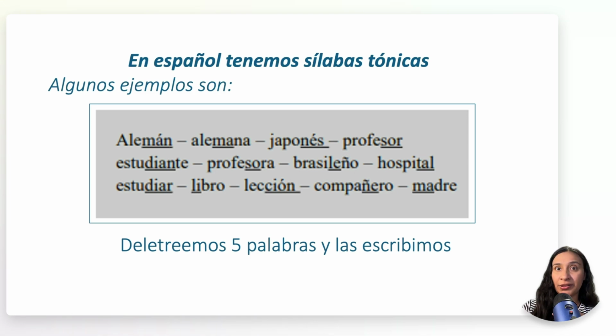And as sílaba tónica, some of them have an accent mark, some of them don't have any accent mark, like alemana. This is the sílaba tónica, but we don't use an accent mark, una tilde. So alemana, we don't say alemanà or alemanà, alemana.